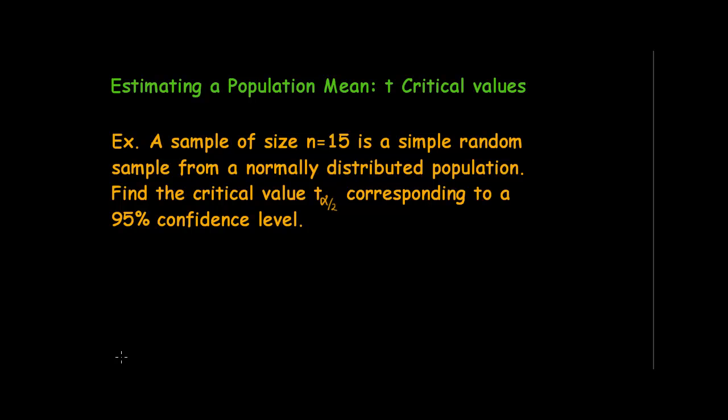Well, let's look at the requirements first. Recall that we either have to have a normally distributed population or a sample size greater than 30, or both. And we have here a sample size less than 30, but we do have the condition of a normally distributed population, so it meets our requirements.